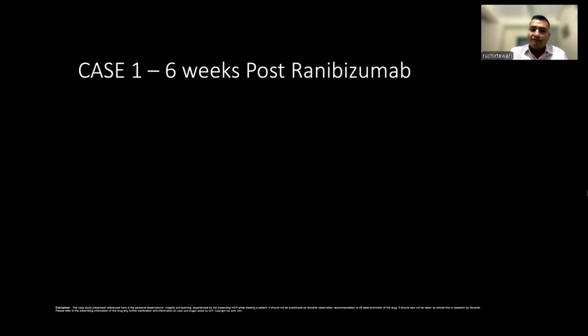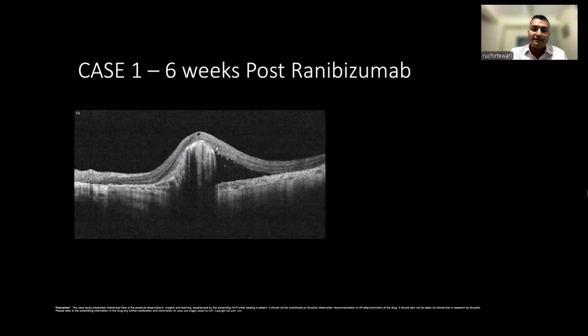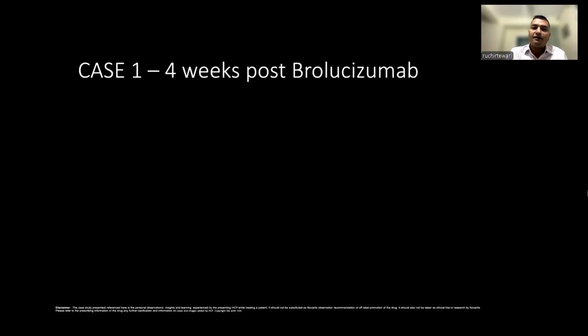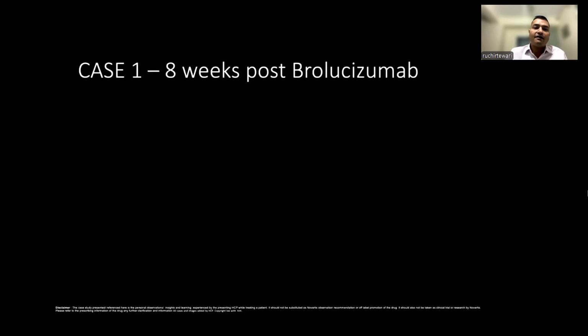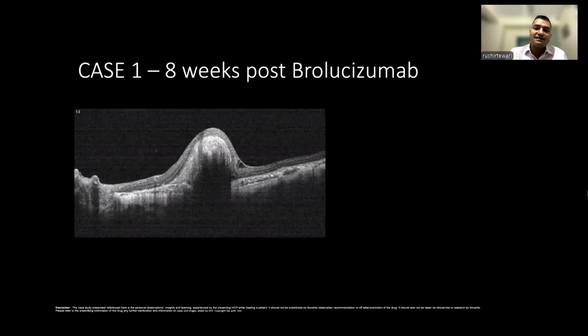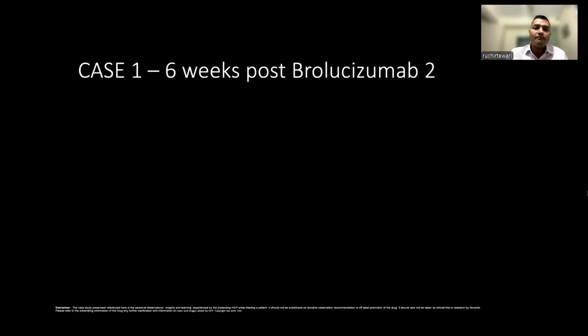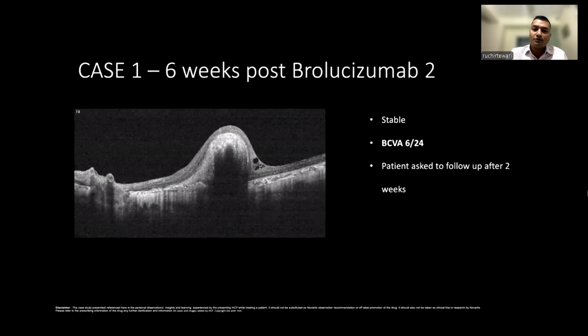I gave one injection of ranibizumab. Patient comes back after 6 weeks with hardly any response to the drug. Now, seeing no vision gain, I switched the patient directly to brolucizumab. 4 weeks later, there was significant reduction in the fluid levels. BCVA had improved to 6/60. At 8 weeks post brolucizumab, all the subretinal fluid and intraretinal fluid had gone away. So he receives another injection at this point in time with a BCVA improvement to 6/24. 6 weeks post brolucizumab, he's all right.